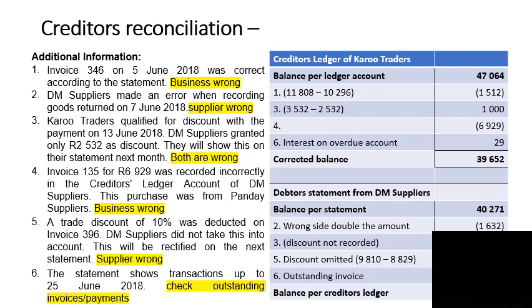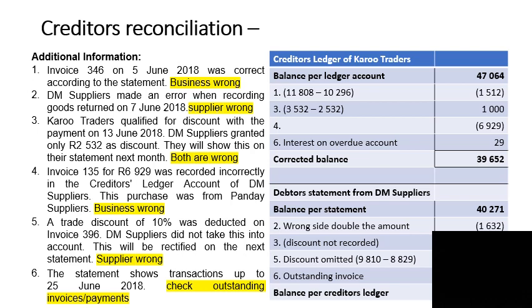We have to calculate the discount. We have recorded after subtracting discount, our invoice was 8,829. They did not subtract discount. The raw amount was 9,810. The difference was 981, which is our discount, and discount naturally decreases. We are decreasing our creditors reconciliation statement because the supplier was wrong.